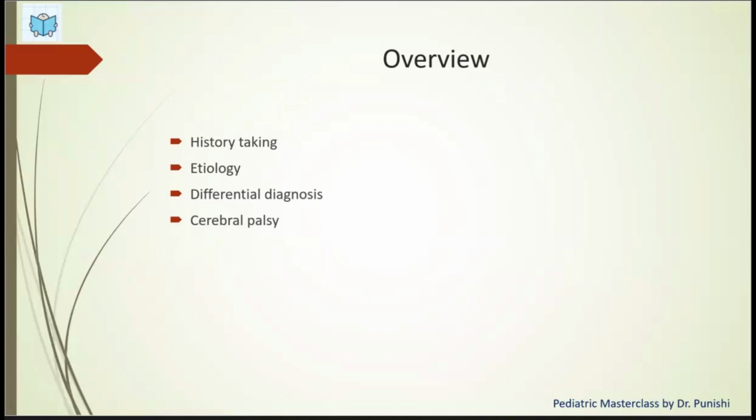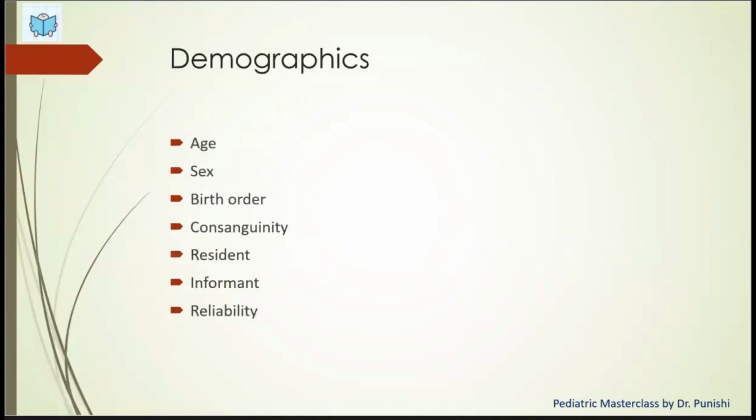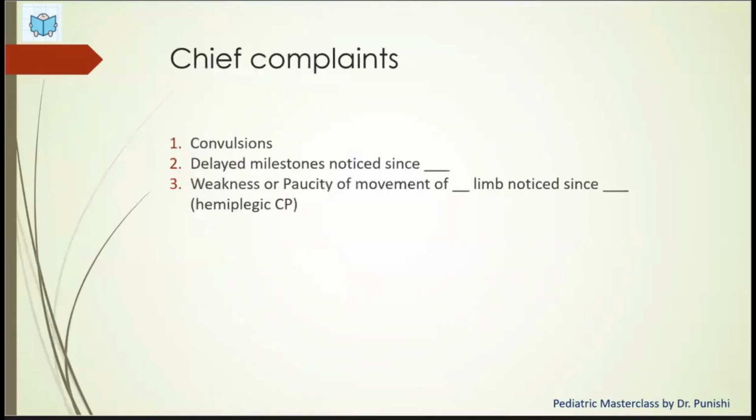So obviously the first slide or the first topic that you would talk about is the demographics. So let's say you have a 1.5-year-old male child, first by birth order, born of a third degree consanguineous marriage, resident of Mumbai, informant being the mother who's reliable, has come in with chief complaints of convulsions. So we look at convulsions in detail. So you can say convulsions.